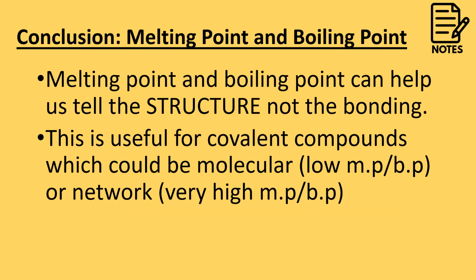So, conclusions. Let's pull this all together. Unlike electrical conductivity, which helps us tell the difference between types of bonding, melting point and boiling point can't do that. But what it can do is help us tell the difference between the type of structure that it has. Now that's not really that important for ionic, because if it's ionic, it's a lattice. It's as simple as that.